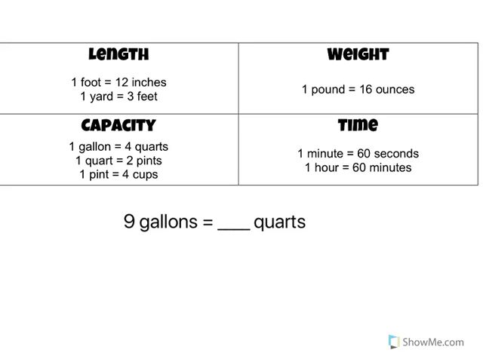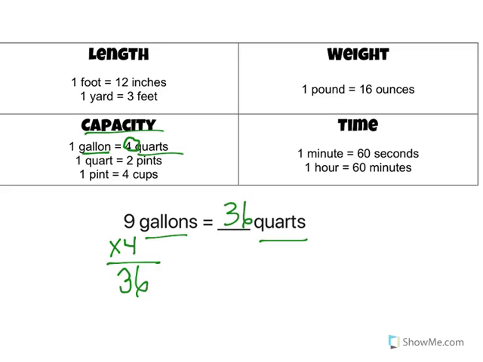Let's look at this one. Here we have 9 gallons equals blank quarts. So we are dealing with capacity on this one. So I'm dealing with gallons and quarts. There's capacity. I see gallon. I see quarts. So that means my magic number would be, very good, 4. So what I can do here is multiply 9 times 4. 9 times 4 would be 36.